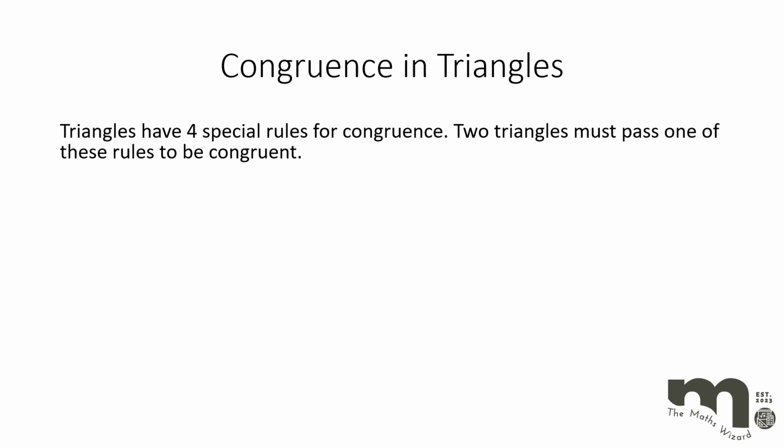Okay, so there are 4 special rules for congruence. And if you've got 2 triangles, they must pass one of these rules to be classified as congruent. If one of these rules does not apply, they will not be congruent. So the first one is this: side, side, side. We'll go through what all these mean in a second.